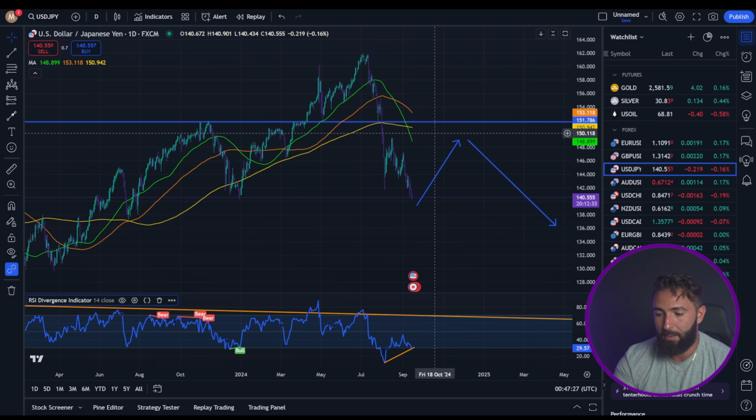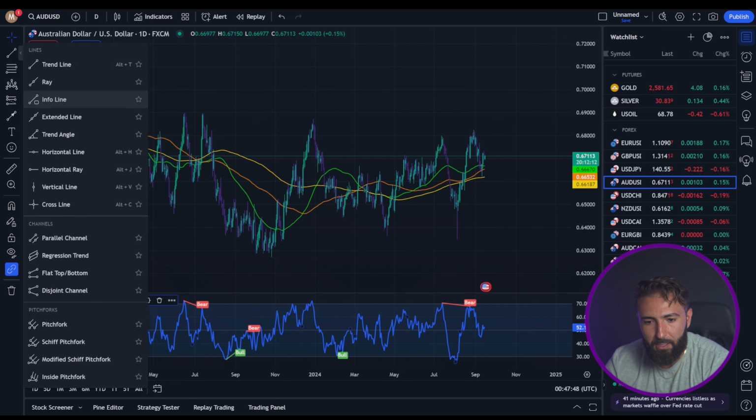I don't want to take too much time on every single chart here, so I'm going to move pretty quickly. And if you find this interesting, I'll make loads of videos to go over the psychology of the setups and why I'm taking them. Australian dollar with the US dollar.